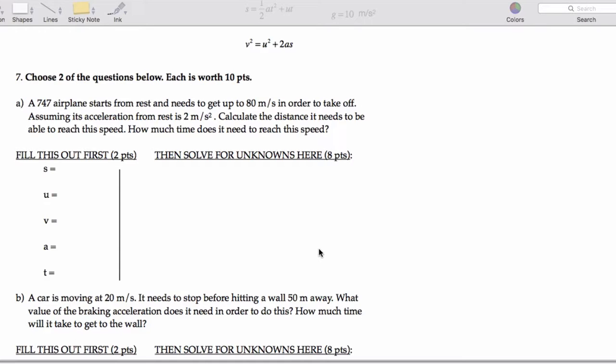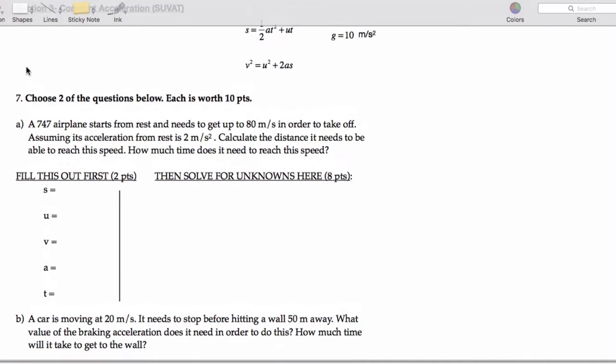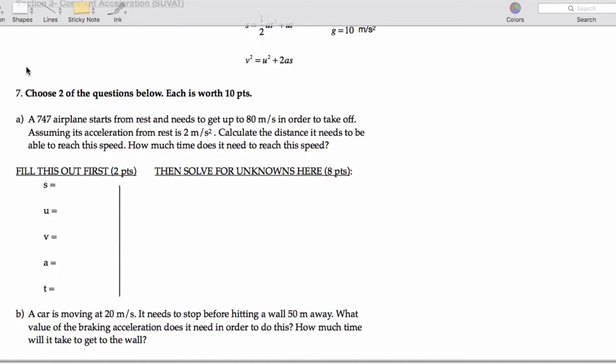All right, so question number 7 is us finally getting to the SUVAT problems. And I just want to remind you that there are certain keywords we're going to look for in deciding initial values, or just this thing here where we're going to fill out these variables first. And then we're going to use that to figure out which equation we pick to solve for the unknowns.